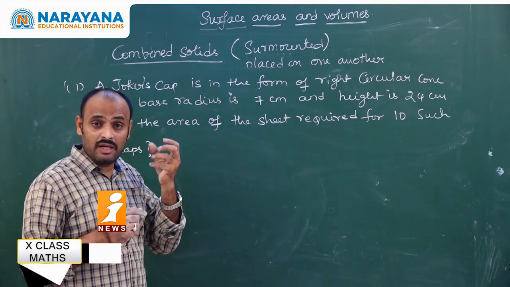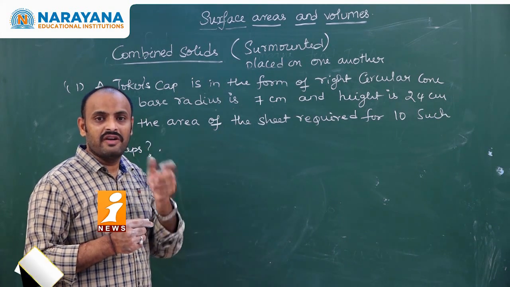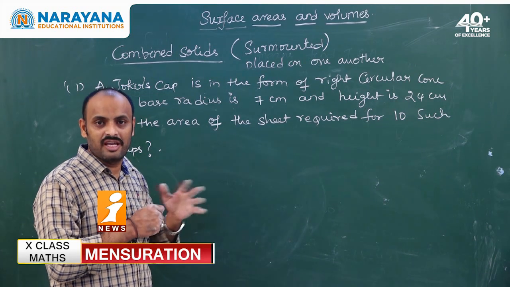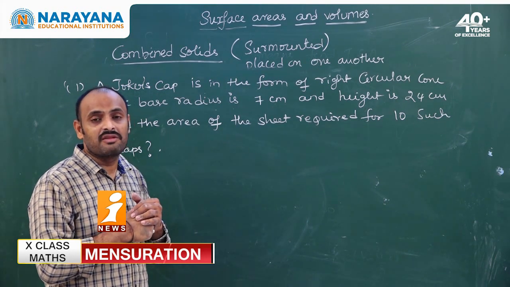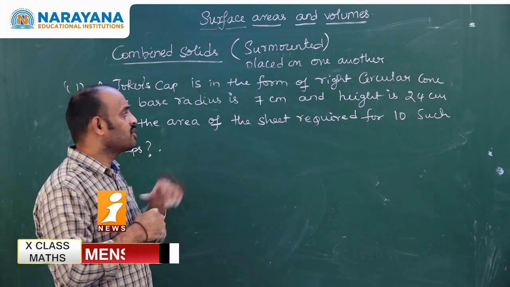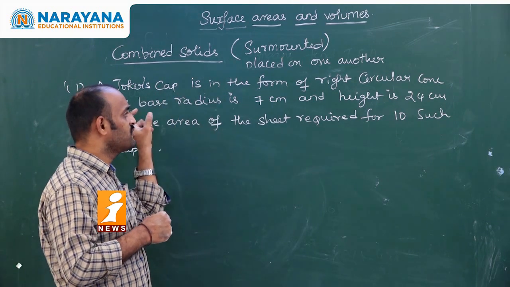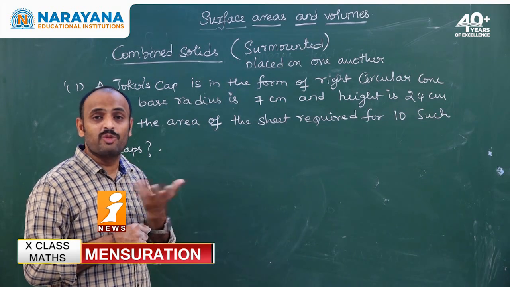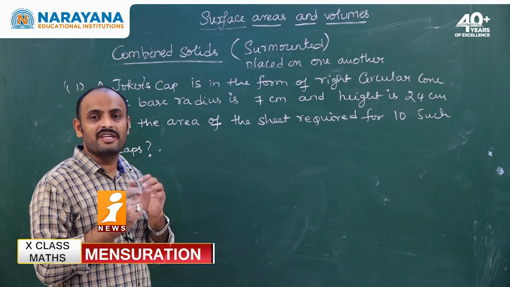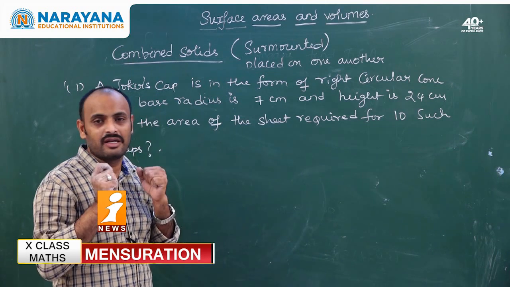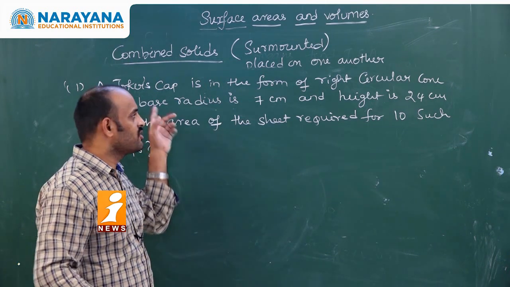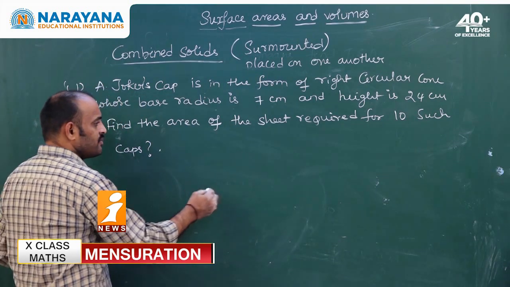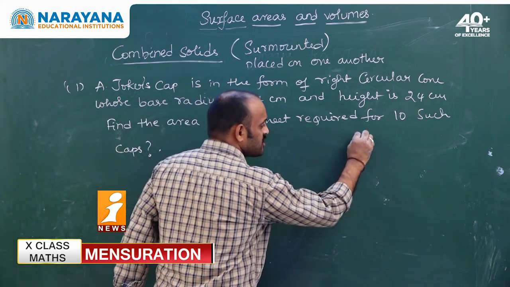If you recall, we have identified the area of a Joker's cap. Whenever they say this, we need to use only the curved surface area, because the Joker's cap is in the form of a right circular cone. For a Joker's cap, there is no base, because at the bottom it is open, then only someone can wear it, otherwise they cannot wear it. Now the first thing is to draw the picture.